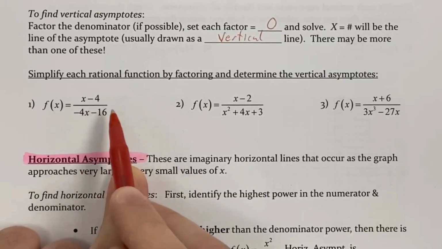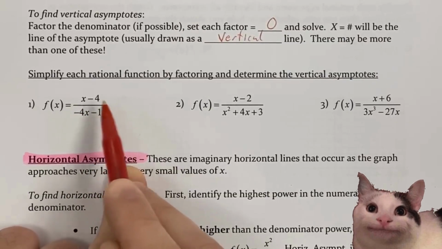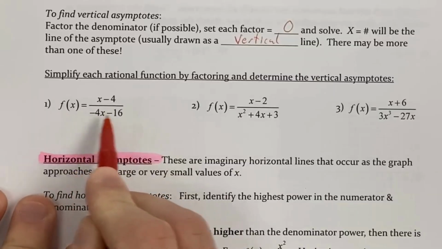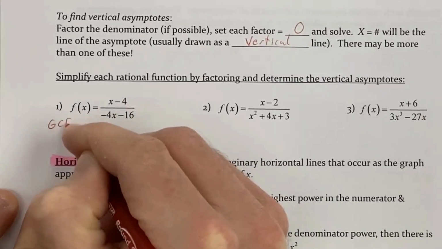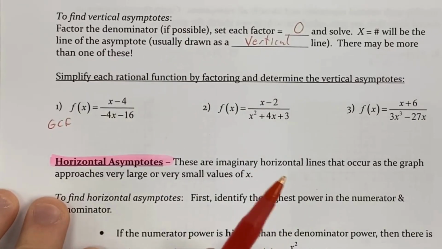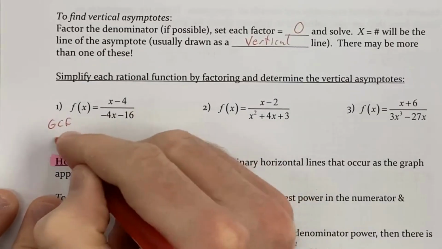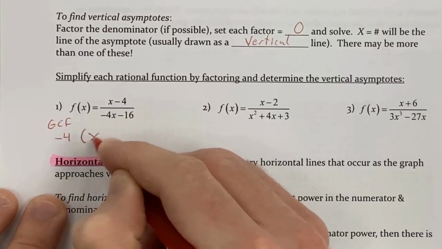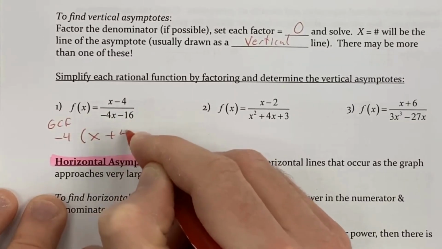Let's do 3 quick examples. If I had to factor this denominator, there's not too much to factor. There's a greatest common factor I could take out of both of these. What would that be? Yeah, 4. I might pull out -4 just because that's my style, if they're both negative. But that would be x, and then divide that by -4 would be +4.